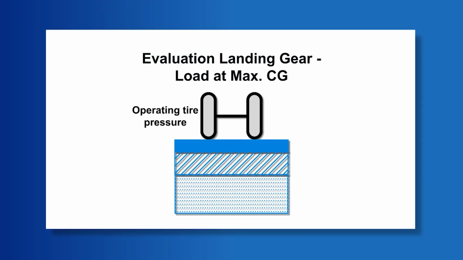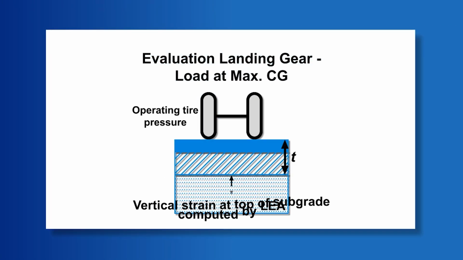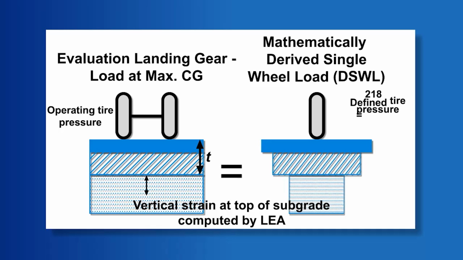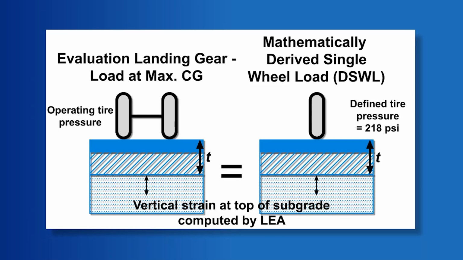Numerical PCR indicates the load carrying capacity of the pavement in terms of a standard derived single wheel load at 218 psi. For pavements with numerous sections of diverse strengths, the controlling PCR for the weakest section is generally reported. Engineering judgment may be required.